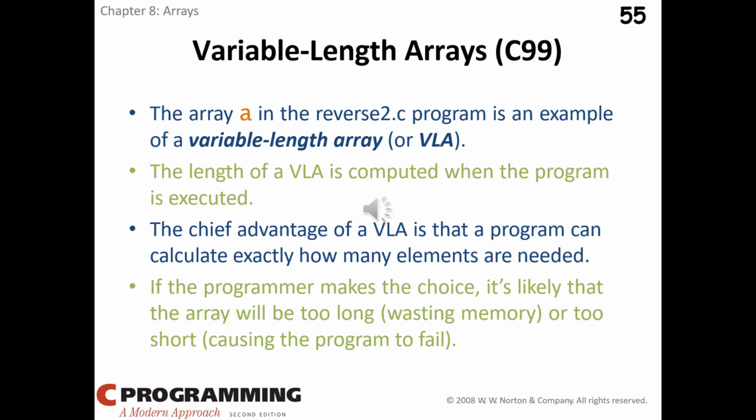Like we've seen in our program before, in C99 we have something called variable length arrays, or VLAs for short. You can think of VLAs like shelves that adjust their size depending on how many things you want to put on them. Now, in our program reverse2.c, the array A is a perfect example of a VLA. So it's like having a shelf that grows or shrinks to fit exactly the right number of things you have. So here's the best part. The size of a VLA is figured out by the computer while the program is running.